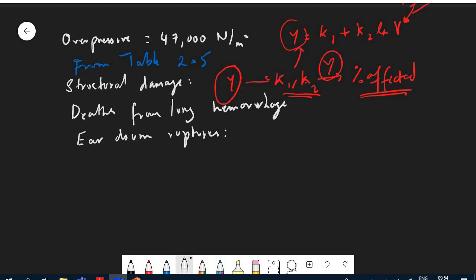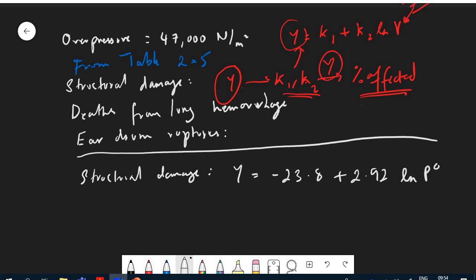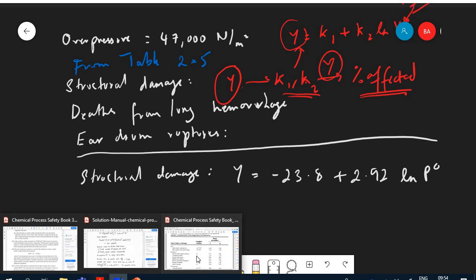Okay, so what do we have from structural damage? So I'm going to do this again. From table 2.5, we can see that Y is equal to minus 23.8, which is K1, plus 2.92 ln P. We already have P, of course, which is the overpressure, and 2.92 is K2. So let us see, can we get these values or not? We go back to our table.